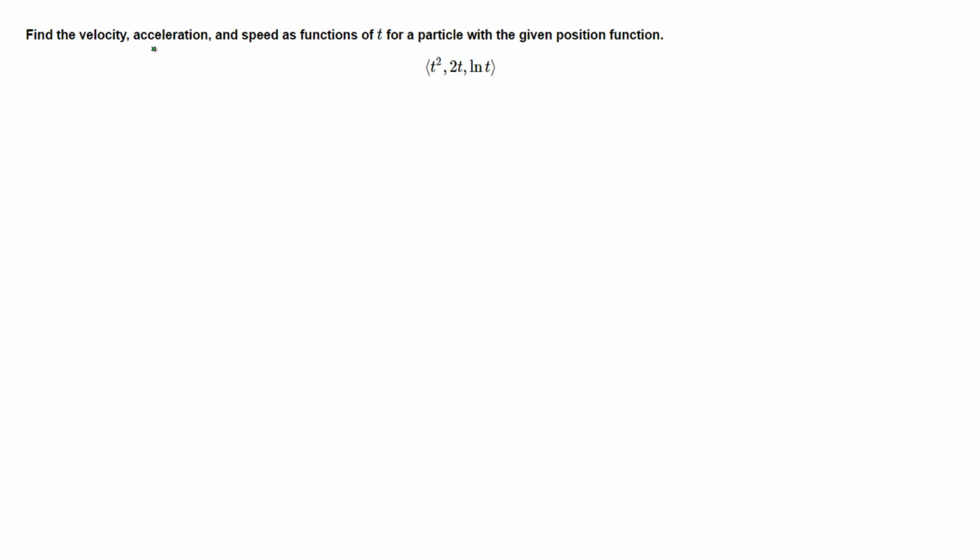Find the velocity, acceleration and speed as functions of t for this given position function. So position function means r(t). First we need to find the velocity. So that's v(t), which is just the derivative, which is ⟨2t, 2, 1/t⟩.